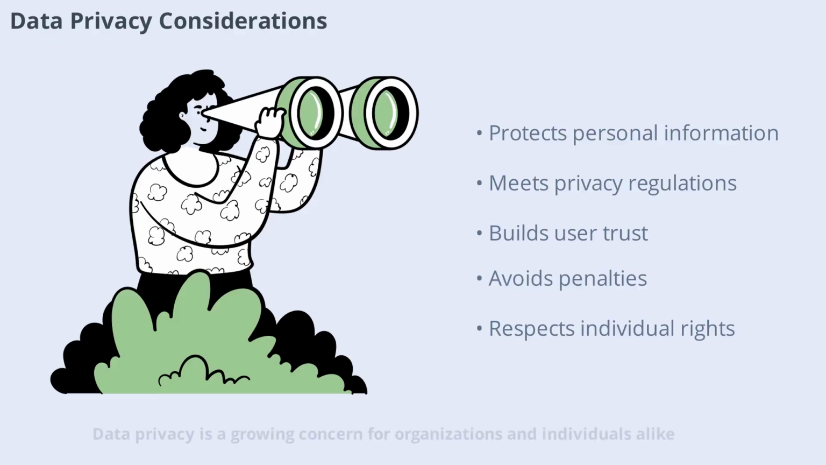Data privacy is a growing concern for organizations and individuals alike. Data governance policies must address how personal information is collected, stored, and shared. Privacy regulations like GDPR require organizations to protect user data and respect individual rights. By embedding privacy into governance, organizations can build trust and avoid costly penalties.